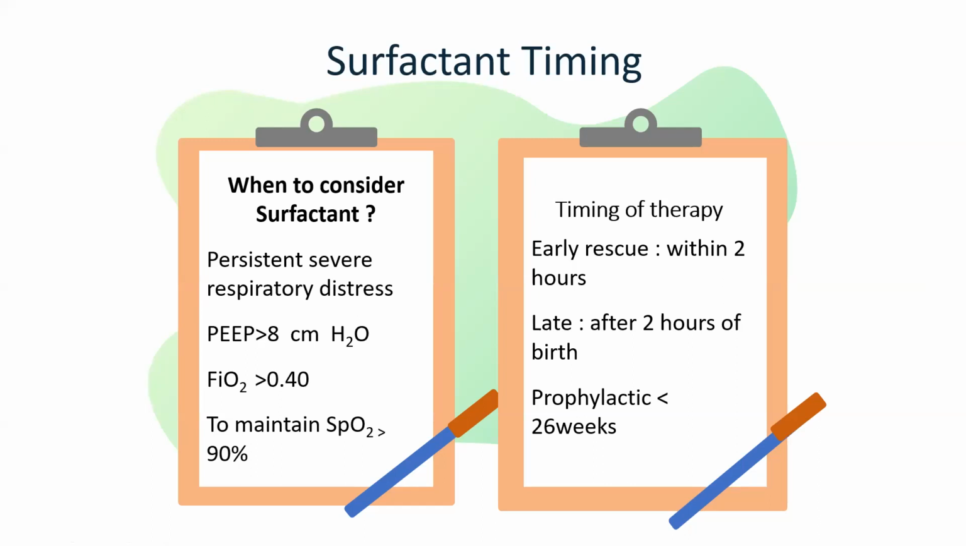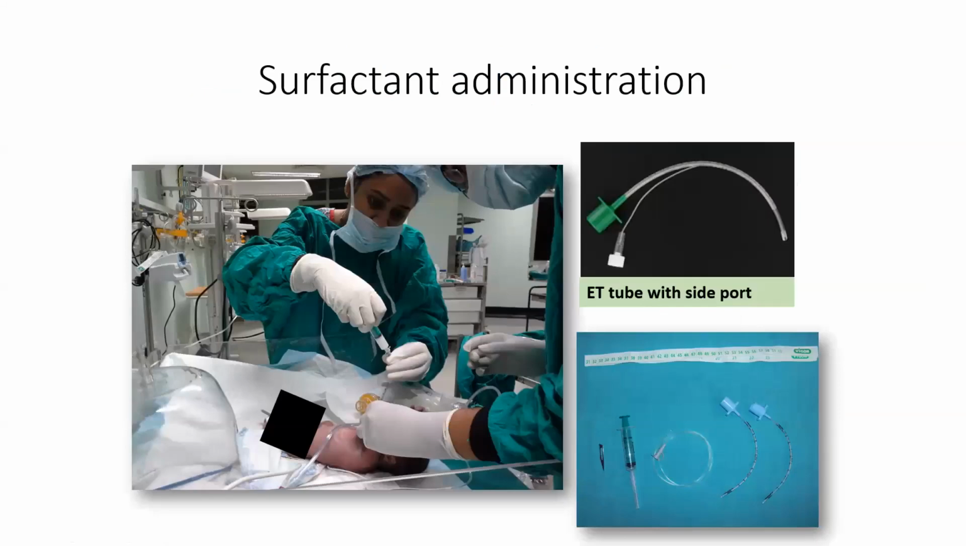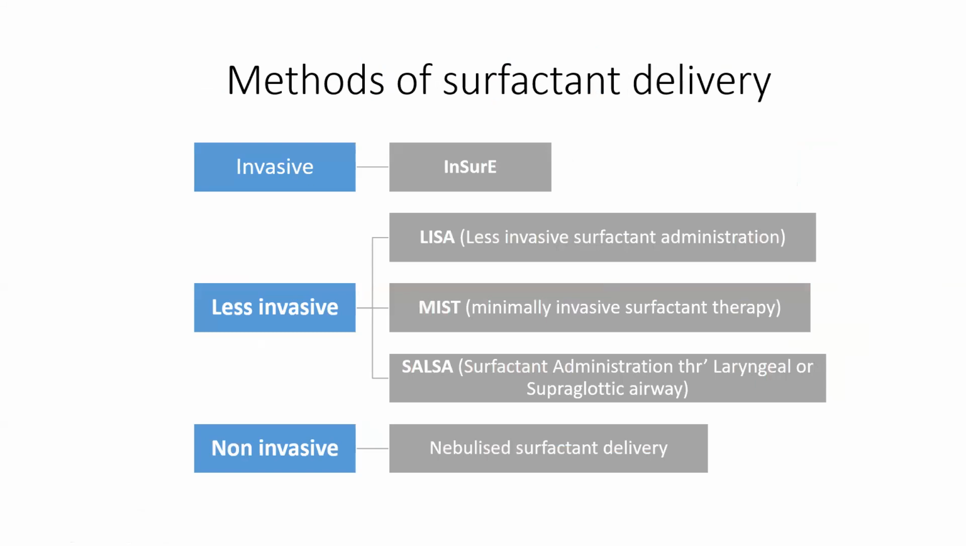When there is no antenatal steroid, previously it used to be considered as a prophylactic, but that is gone these days. So mostly the surfactant can be given either by endotracheal tube with the side port for the surfactant, or it can be given by other less invasive techniques which are becoming popular these days. Invasive, there is a strategy which we call INSURE. We have to intubate the baby, give the surfactant and extubate to CPAP. Less invasive is LISA or MIST or SALSA. LISA is less invasive surfactant administration, MIST is minimally invasive surfactant administration, and SALSA is surfactant administration through LMA. And then non-invasive, that is nebulized surfactant delivery, that is also coming up recently.